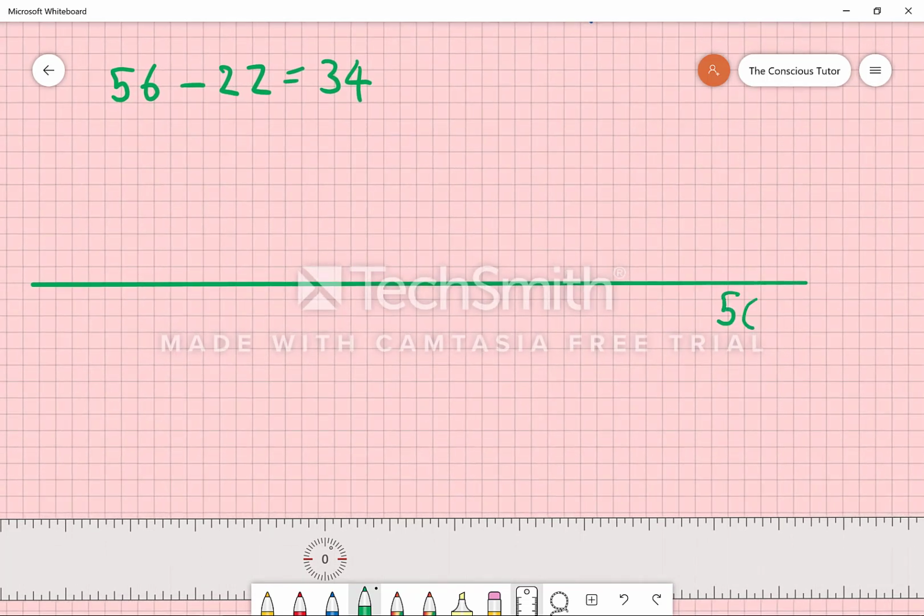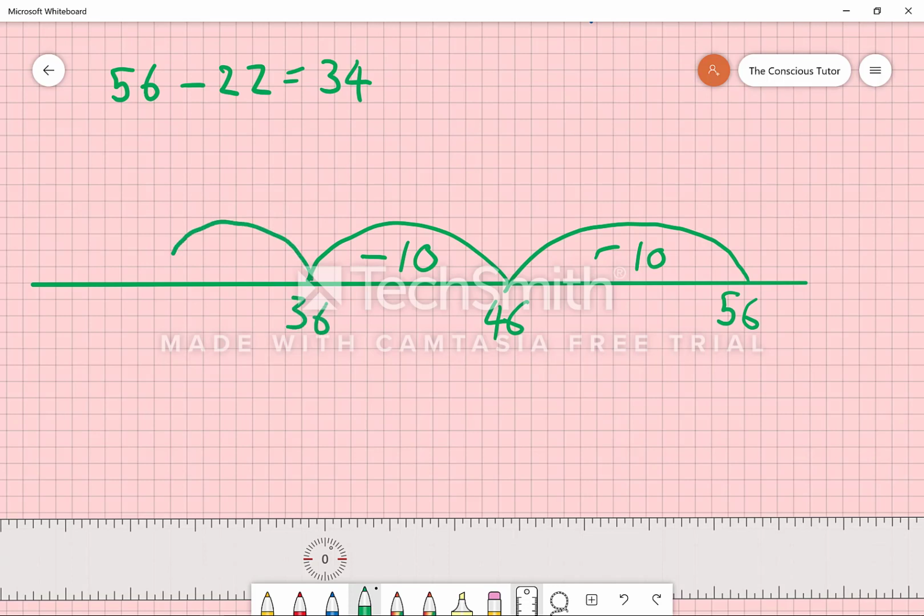I've got 56 here, and I want to take away 22. So let's take away 10. It's counting back to 46. Take away another 10 from our 22. It's 36. And then take away 2. That takes us to 35 and 34.